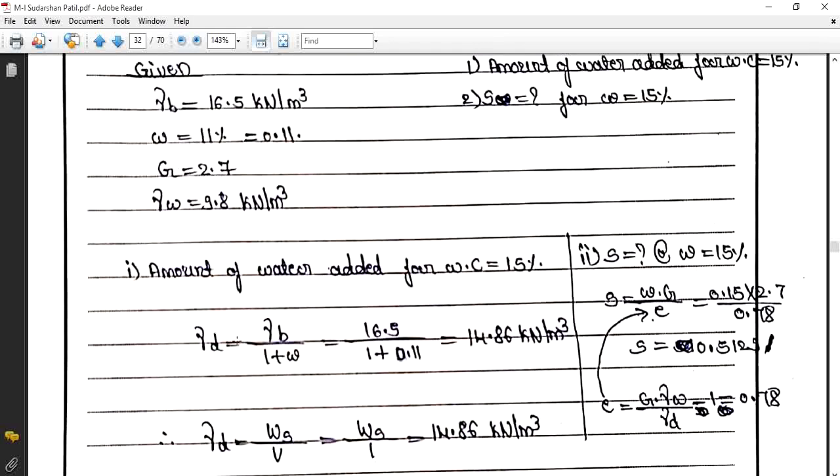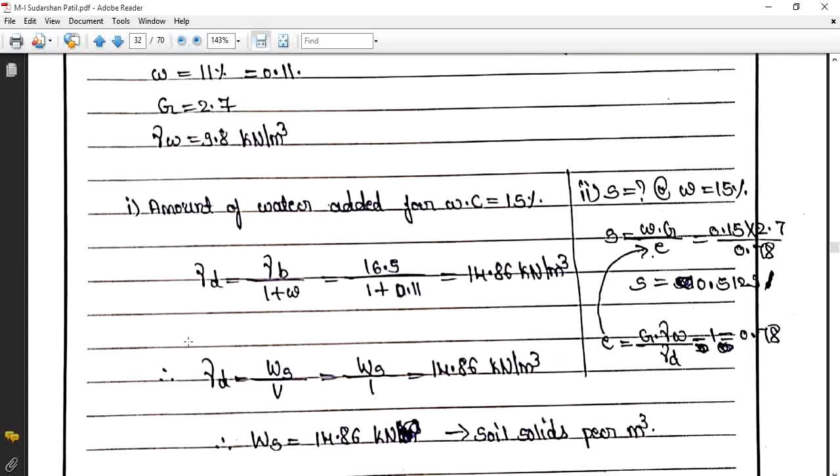Now the amount of water to be added to raise the water content to 15% we need to find out. You can see γ_d is equal to γ_b divided by 1 plus water content. So at 11%, we are going to find out the dry unit weight. Why we are finding dry unit weight, I am going to tell you further. So just check it once. You can see the dry unit weight in this case is 14.86 kilonewton per meter cube. Same way we have substituted. Remember, while substituting, you should not substitute water content in percentage, you have to substitute it in fractions. Okay, so we'll move further.